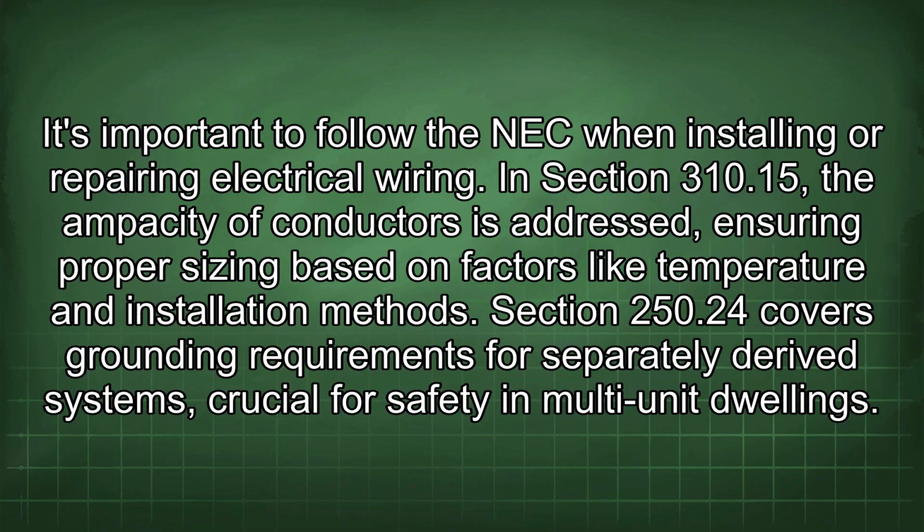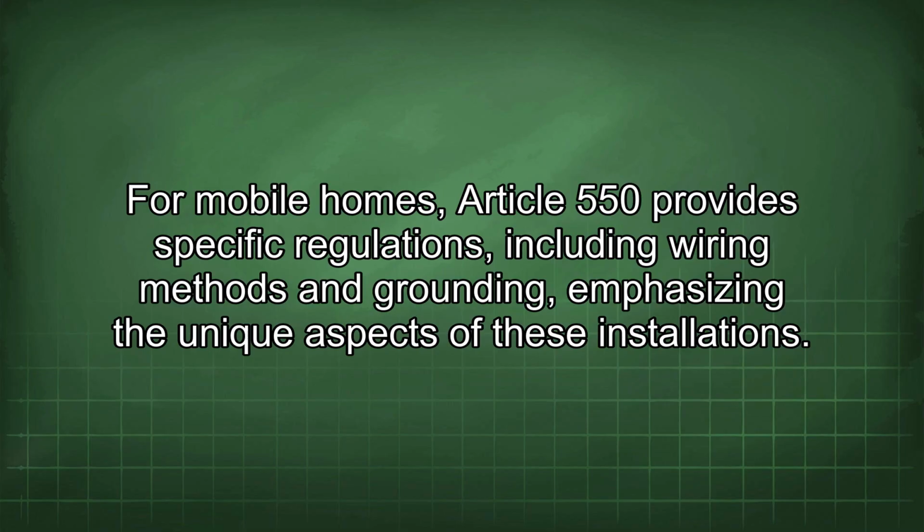In section 310.15, the ampacity of conductors is addressed, ensuring proper sizing based on factors like temperature and installation methods. Section 250.24 covers grounding requirements for separately derived systems, crucial for safety in multi-unit dwellings. For mobile homes, Article 550 provides specific regulations, including wiring methods and grounding, emphasizing the unique aspects of these installations.